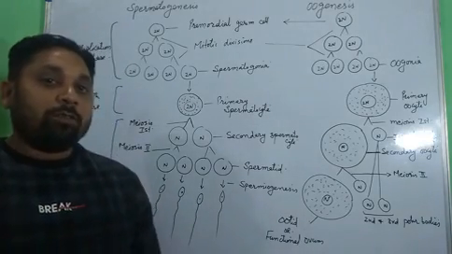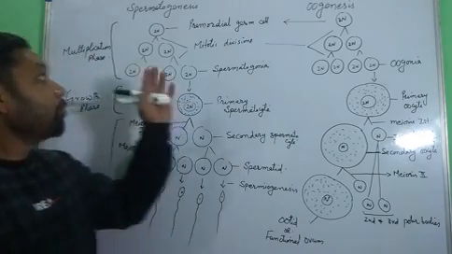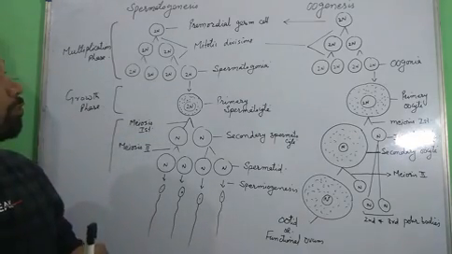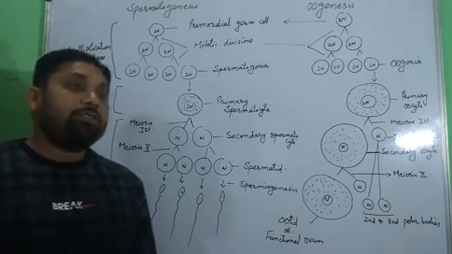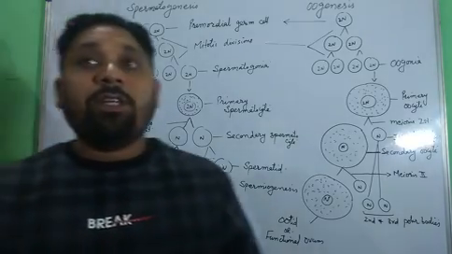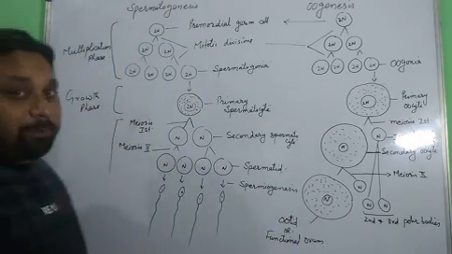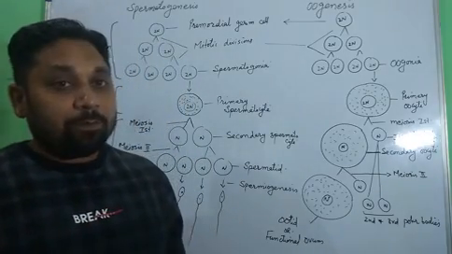Good morning to all. Today we will discuss spermatogenesis and oogenesis. These two come under gametogenesis. Gametogenesis is the process which involves the formation of haploid gametes from diploid germ cells.